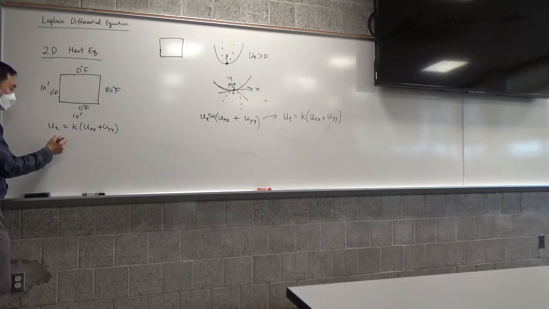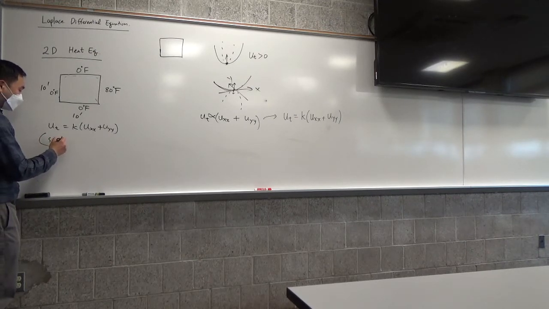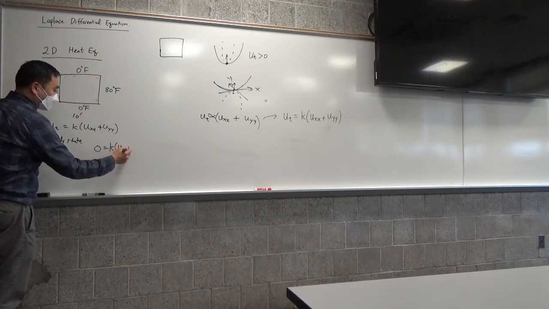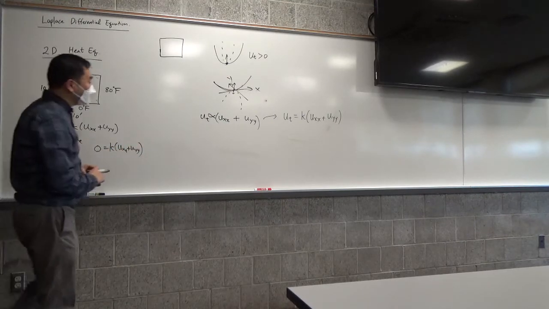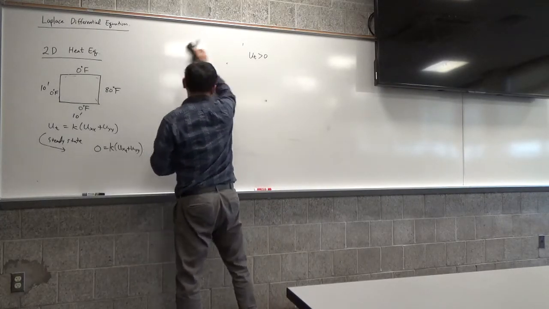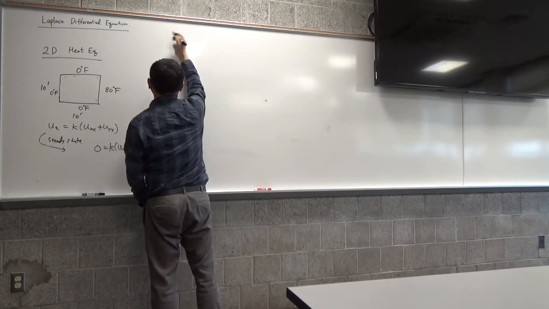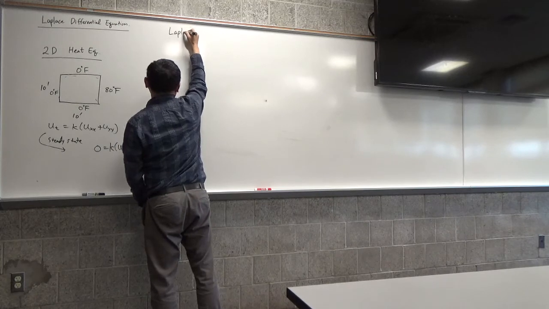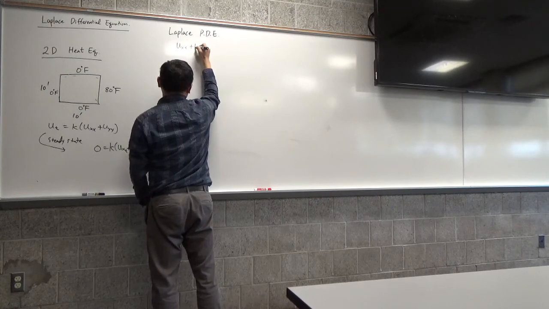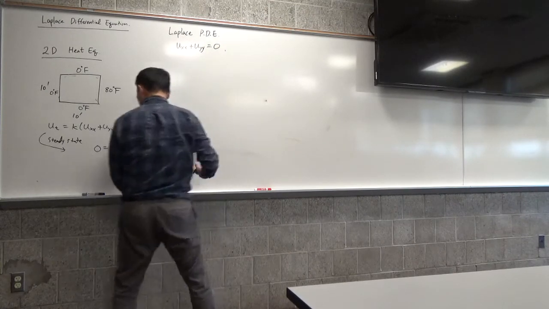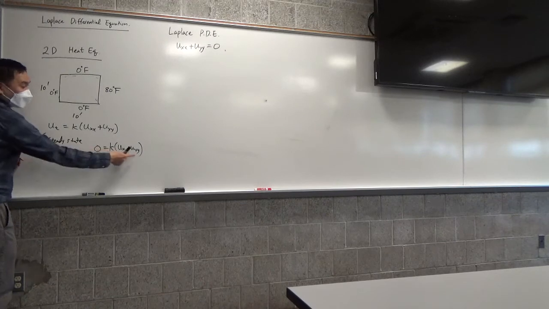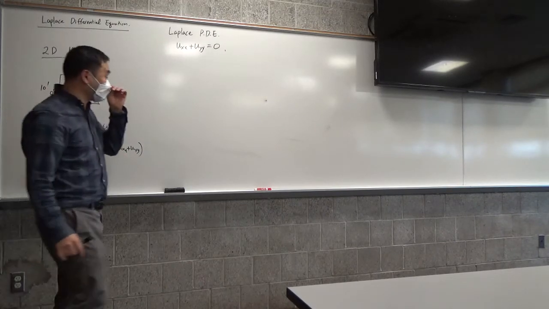So when you get to steady state, what you get is zero equals k times (u_xx plus u_yy). And that means you end up with what we call the Laplace PDE, which is u_xx plus u_yy equals zero. That's because if this is zero and k is something positive, then if you divide by k, you get this equal to zero. And that's called the Laplace differential equation.